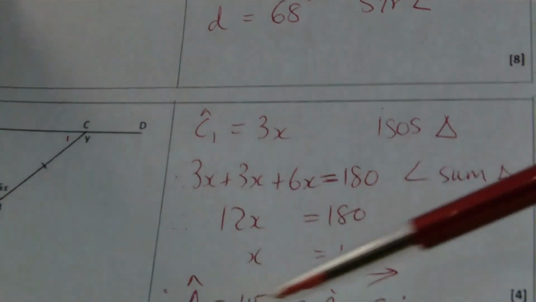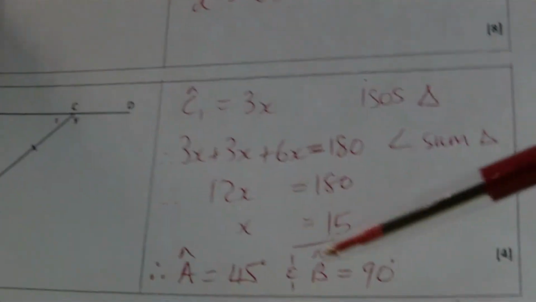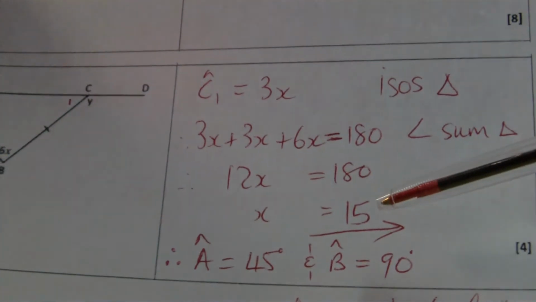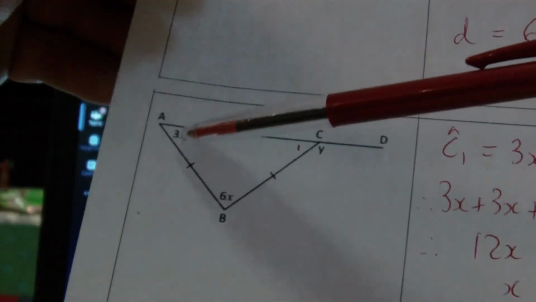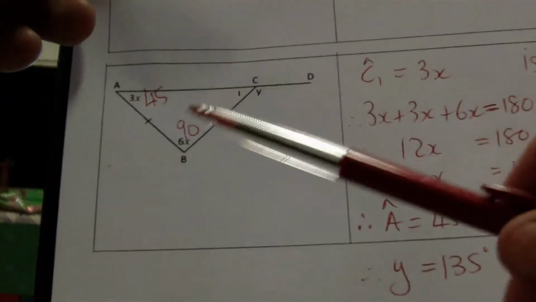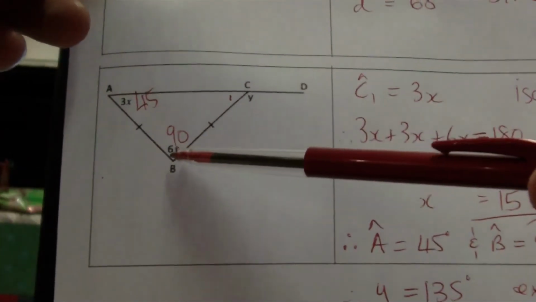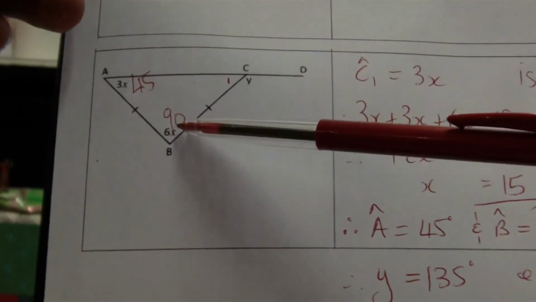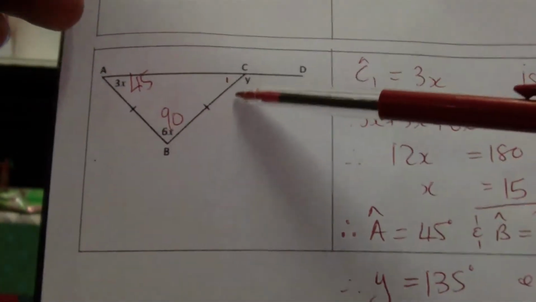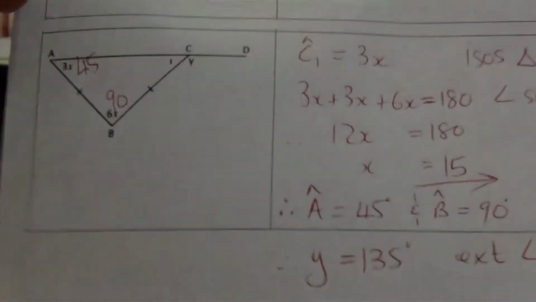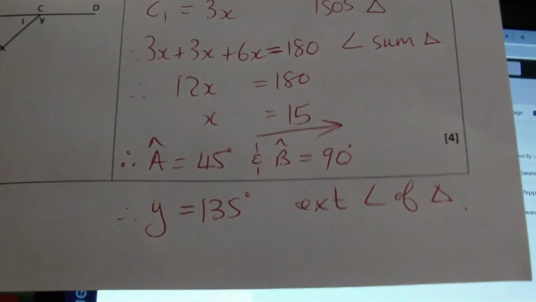And then I solved that equation because it only has x's in it, and I ended up with x being 15. And now that I know that x is 15, it means I know that this angle here will be 3 times 15, which is 45. I'll write it. And this angle here will be 6 times 15, which is 90. And if that's 45 and that's 90, when you add them together, you get y, the exterior angle of the triangle. So yeah, y is 135, exterior angle of triangle.